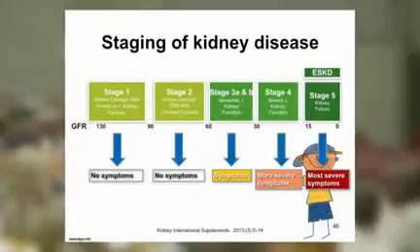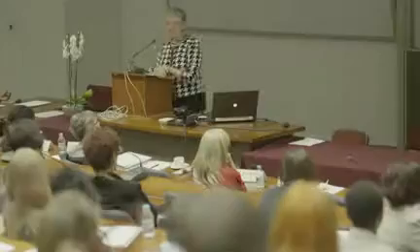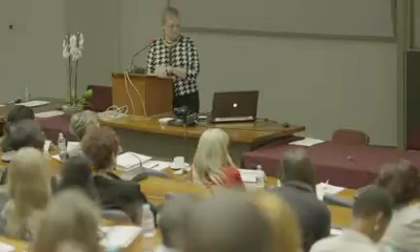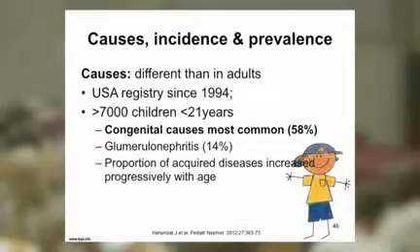And nowadays we also consider albumin, the excretion of albumin, to determine the risk of especially things like cardiovascular disease and later on morbidity. So what are the causes and the incidence and prevalence of chronic kidney disease in children? We've seen that there's a huge increase in the whole world.